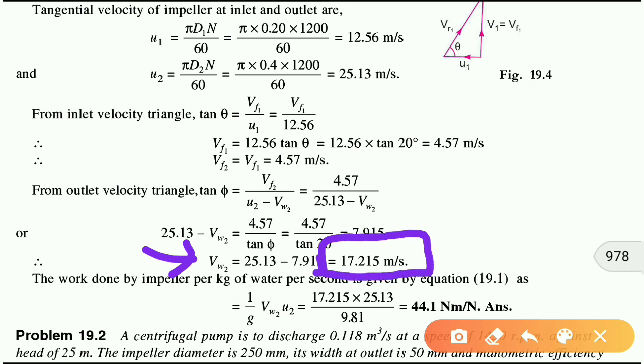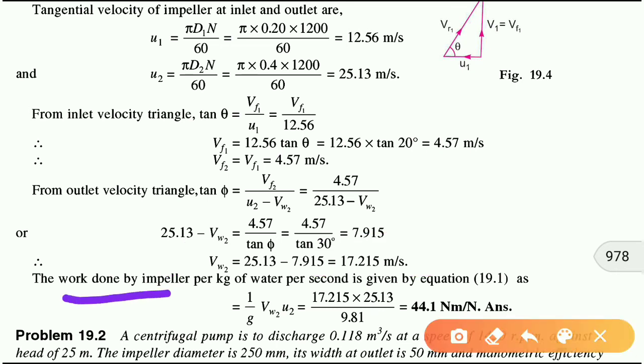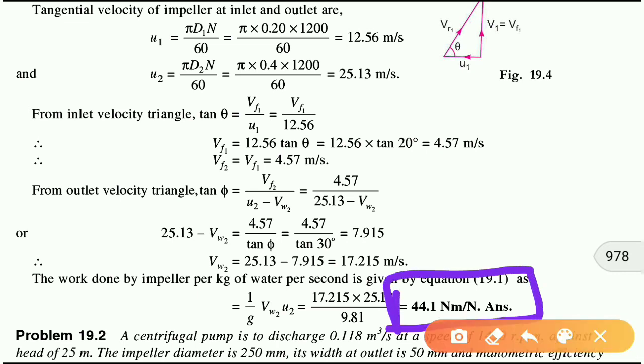17.215 meter per second. Now it is very easy to find the work done by the impeller per kg of the water per second, which is given by this formula. If we put all these values, we will get the work done as 44.1 Newton meter per Newton.